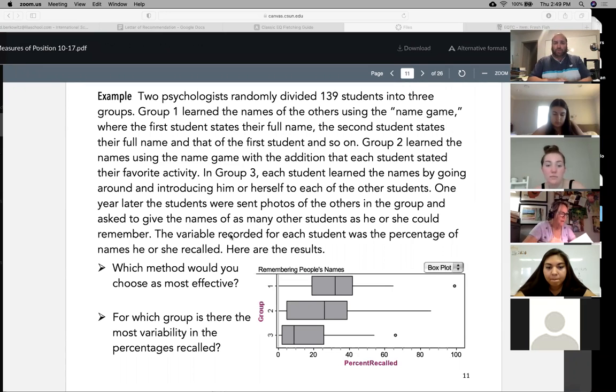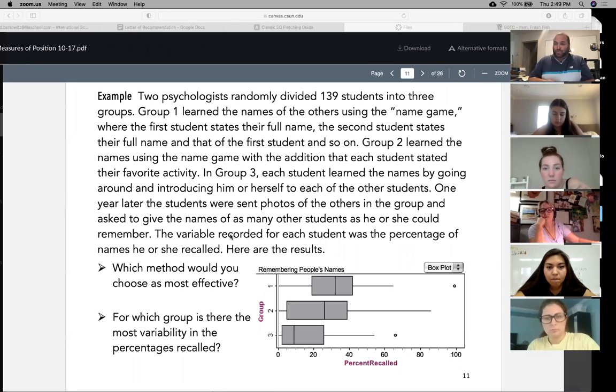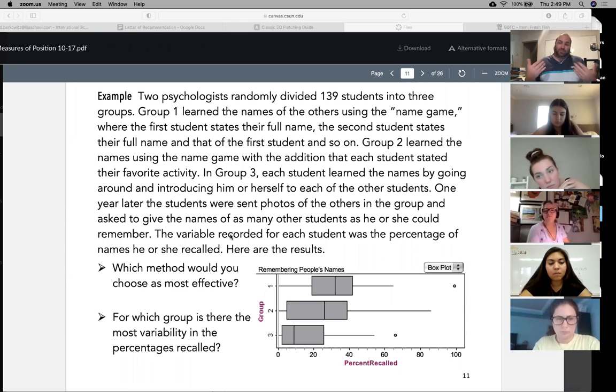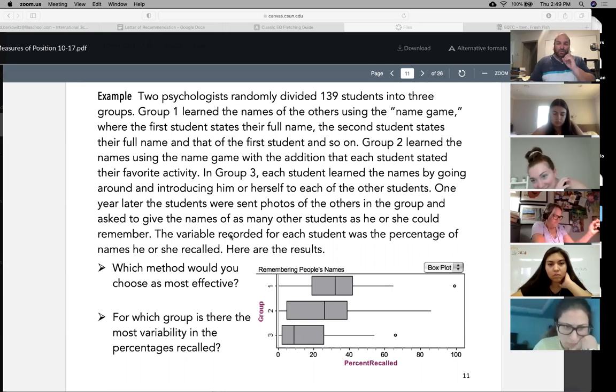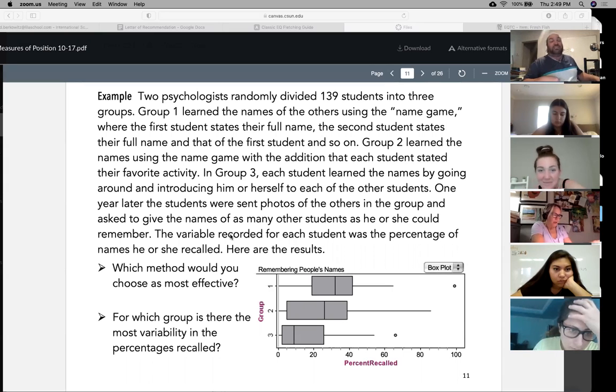Group 2 learned the names using the name game, with the addition that each student stated their favorite activity. So I said, hello, my name is David Berkowitz, I love to eat, for example, or sleep. And Angela said, hello, my name is Angela Christopher, this is David Berkowitz, and I love math class. We all say our favorite activities. In group 3, each student learned the names by going around and introducing him or herself to each of the other students.